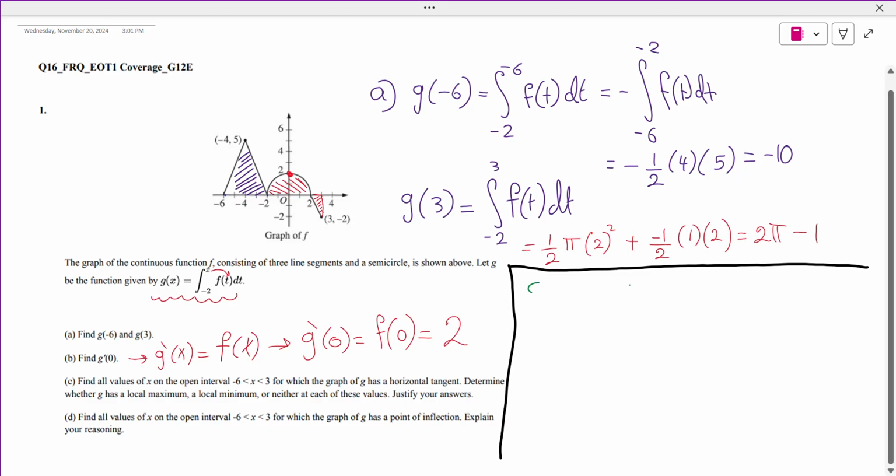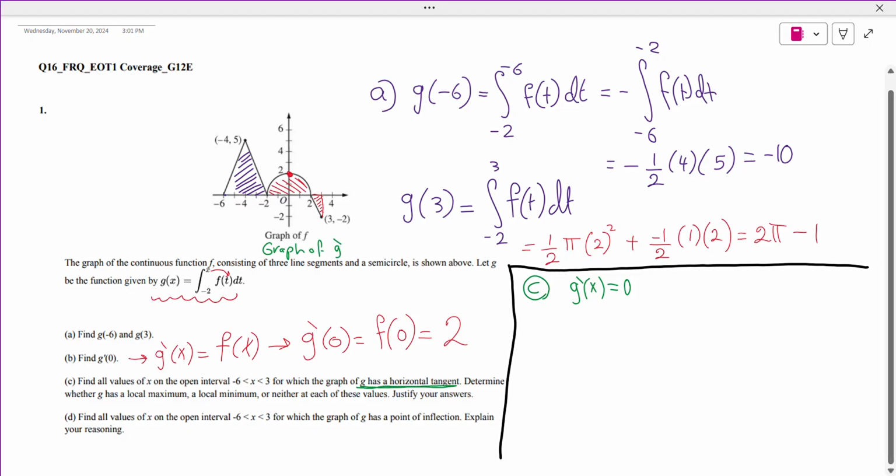Now part C says find all the values of x on the open interval from -6 to 3 for which the graph of g has a horizontal tangent, and then determine whether g has a local maximum, minimum, or neither at each of these values. Justify your answers. Now, g has a horizontal tangent. It means that g prime of x equals 0.